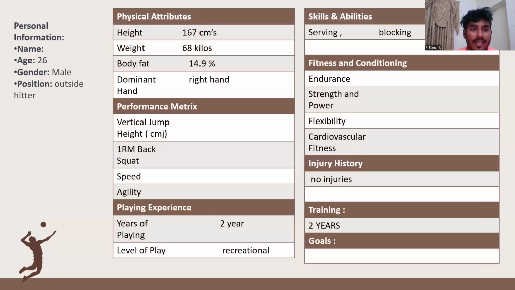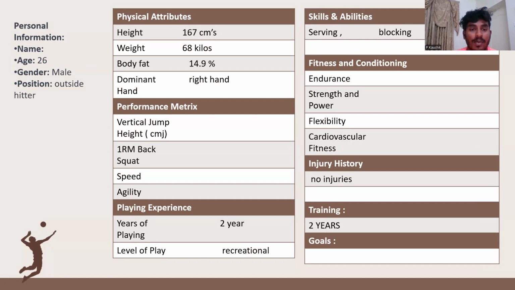Need analysis of the athlete. The athlete selected for the assessment is a recreational volleyball player of age 27 with a body fat percentage of 14.9%, who also works as a professional, where he sits and works for 8 to 9 hours in a day. He has been actively involved in the sport for the last 2 years.